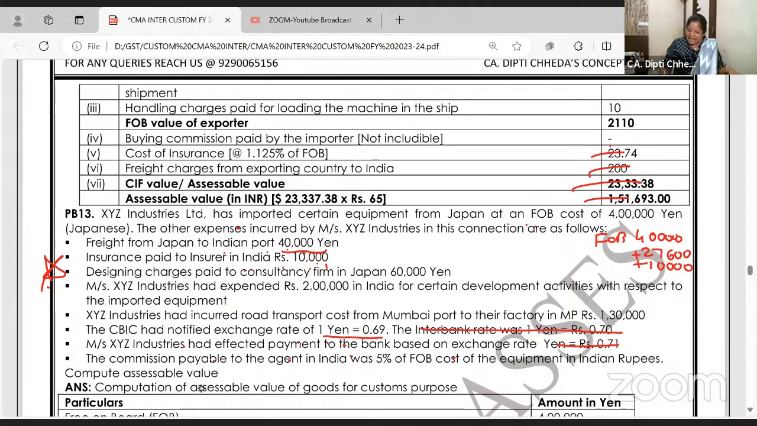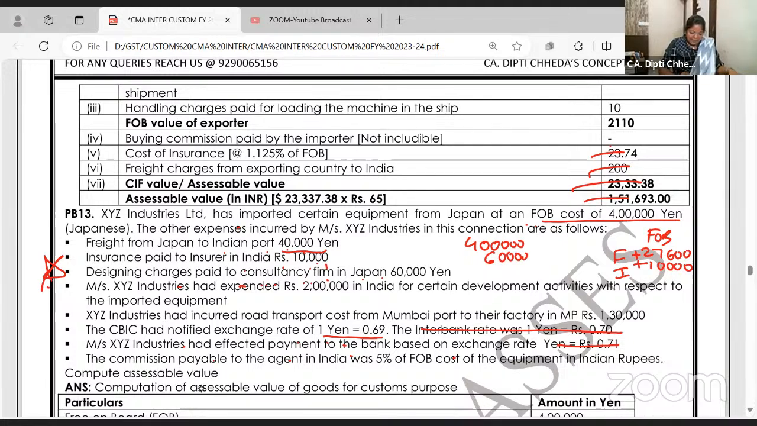Don't add these two in rupees. This is still in yen. We have to convert it. So I'll just keep it here. Whenever the FOB comes, we will add freight and insurance. So 4 lakh is my first price. Now, designing charges paid to a consultancy firm in Japan. Okay. So do we need to add that? Yes. If you pay designing charges, royalty, all in Japan, you have to add it.